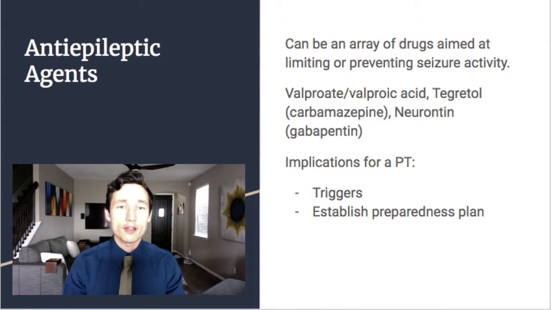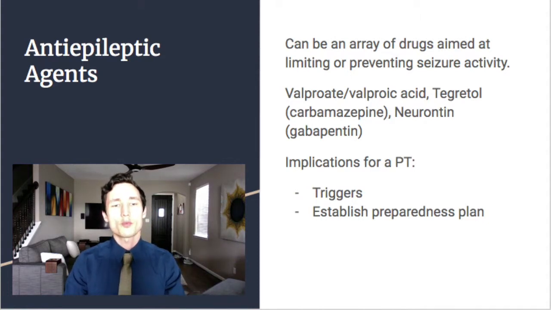Antiepileptic agents. These can be an array of drugs. Primarily they're for reducing seizure activity. Think of your valproic acids or your valproate. There's Tegretol or carbamazepine, and then there's Neurontin like gabapentin, like I mentioned earlier.